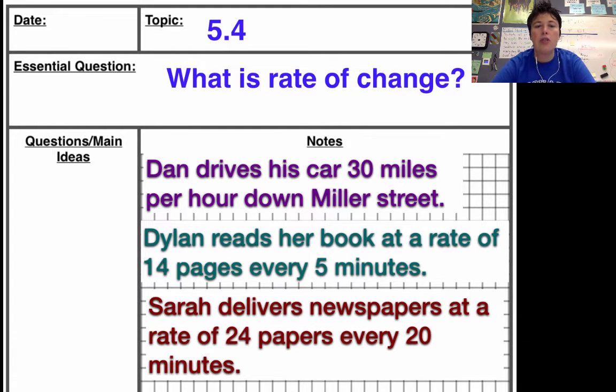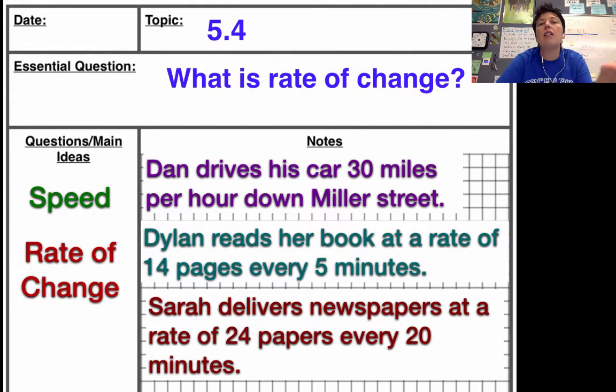All 3 of these situations are different. Dan's driving his car 30 miles per hour. Dylan's reading her book at a rate of 14 pages every 5 minutes. And Sarah's delivering newspapers at a rate of 24 papers every 20 minutes. What do all 3 of these have in common? They all have a speed. How fast is Dan driving his car? How fast is Dylan reading her book? How fast is Sarah delivering her newspapers? In algebra and calculus and in math in general, we call that rate of change. Speed is a rate. So rate and speed mean the same thing to us.